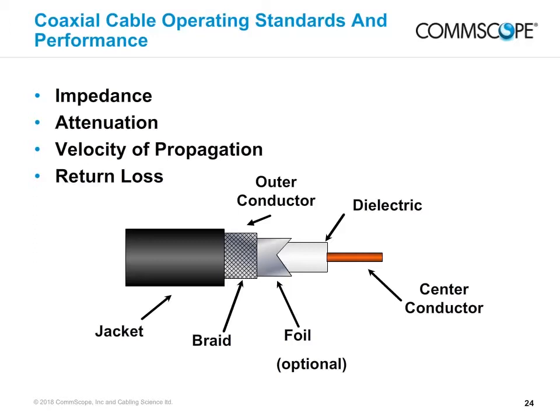Another performance factor is the velocity of propagation, or VP, or how close to the speed of light the signal travels through the conductor. Nominal velocity of propagation, or NVP, is the relationship of how fast the electrons travel through the conductor compared to the speed of light. Higher numbers are better. CommScope video coax generally uses a foamed dielectric material that significantly increases the NVP.